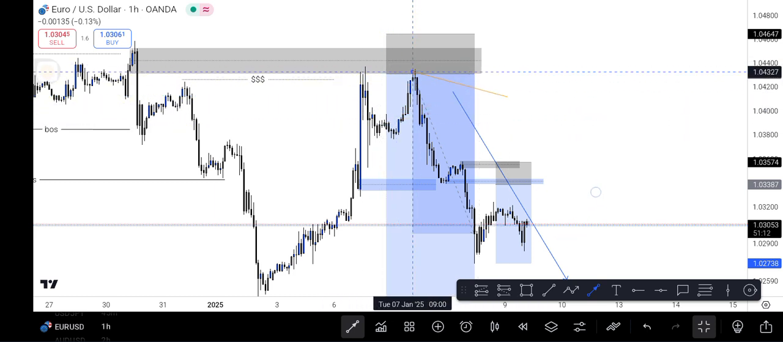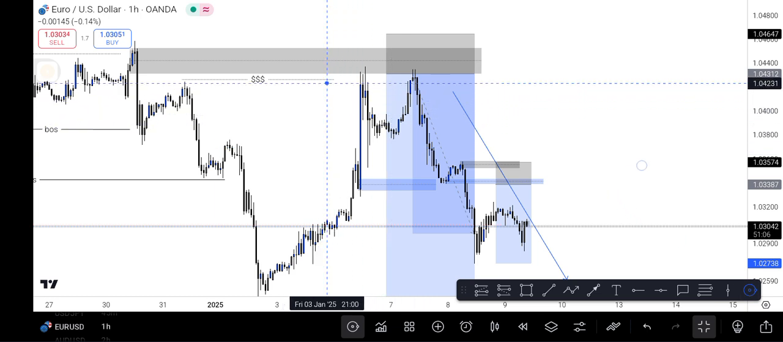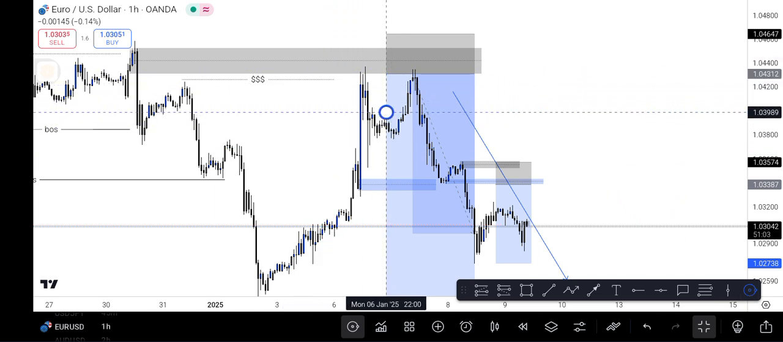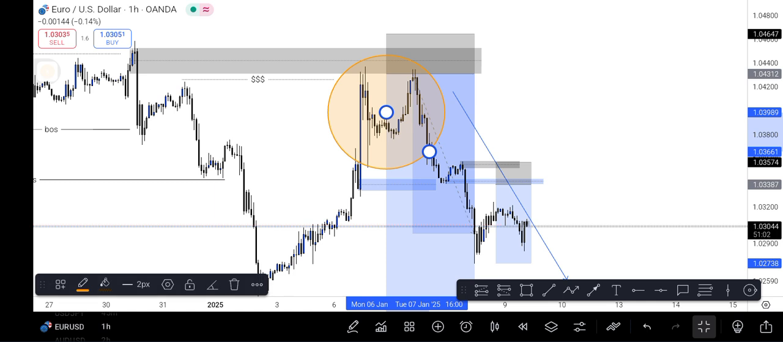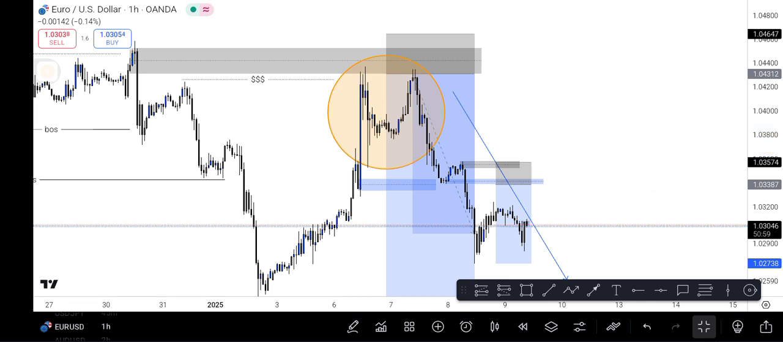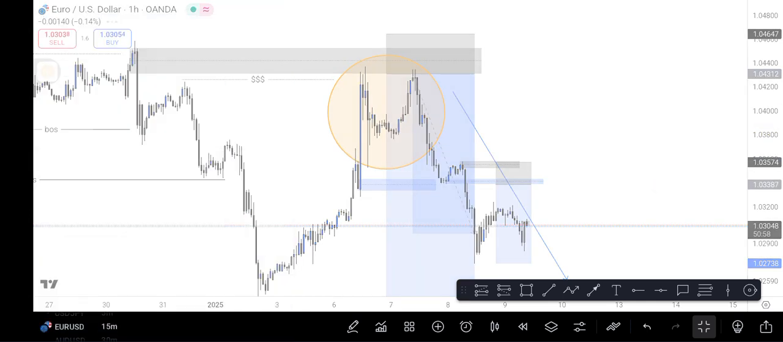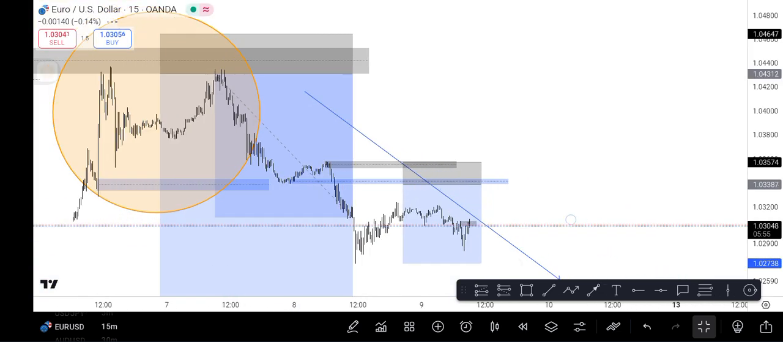So price came back. This is where your confirmation entry comes in. If I circle this, because I want us to zoom in, let's go into the lower time frame to see what actually happened at that supply. So we're going to drop down to the 15 minutes.